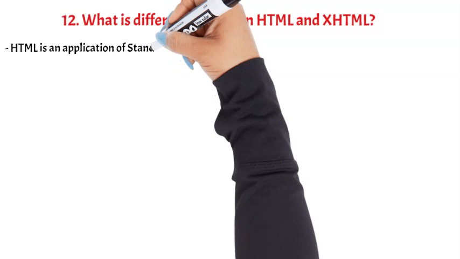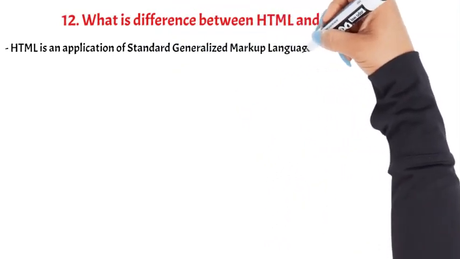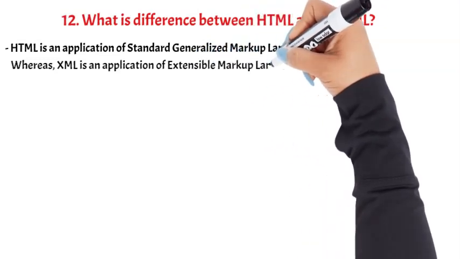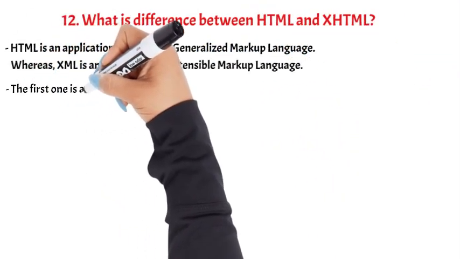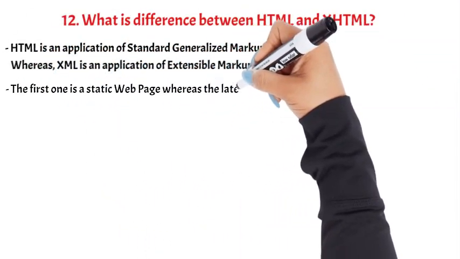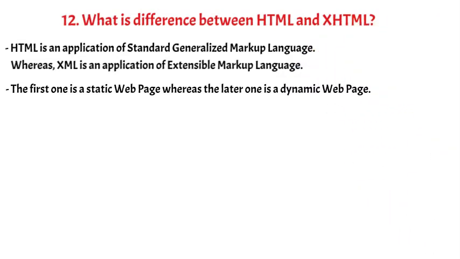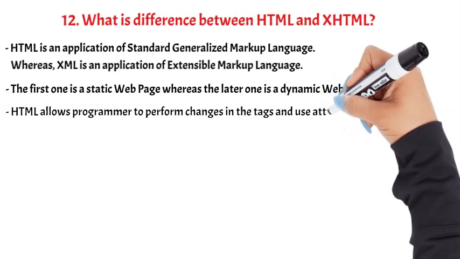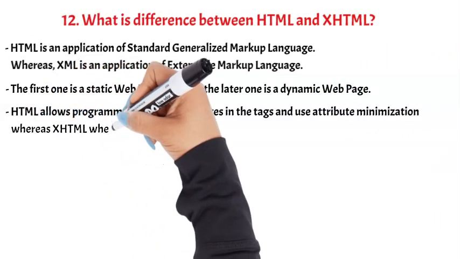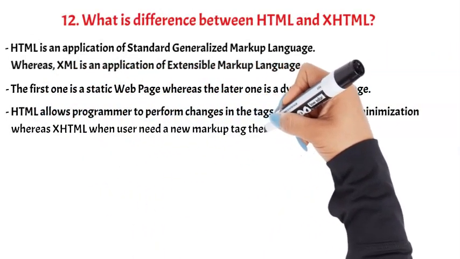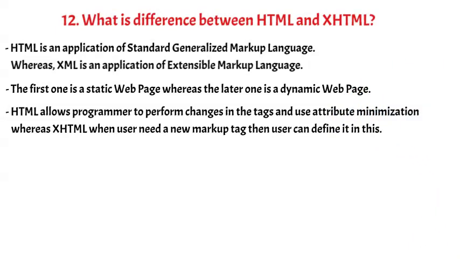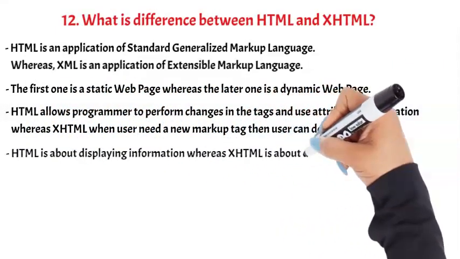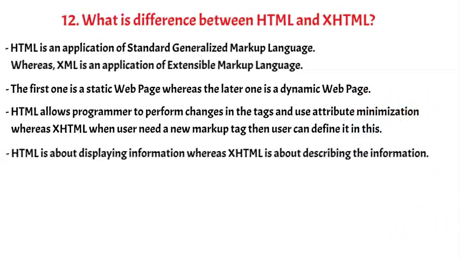12. What is the difference between HTML and XHTML? HTML is an application of Standard Generalized Markup Language, whereas XHTML is an application of Extensible Markup Language. The first one is a static web page, whereas the latter one is a dynamic web page. HTML allows the programmer to perform changes in the tags and use attribute minimization, whereas in XHTML, when the user needs a new markup tag, the user can define it. HTML is about displaying information, whereas XHTML is about describing the information.